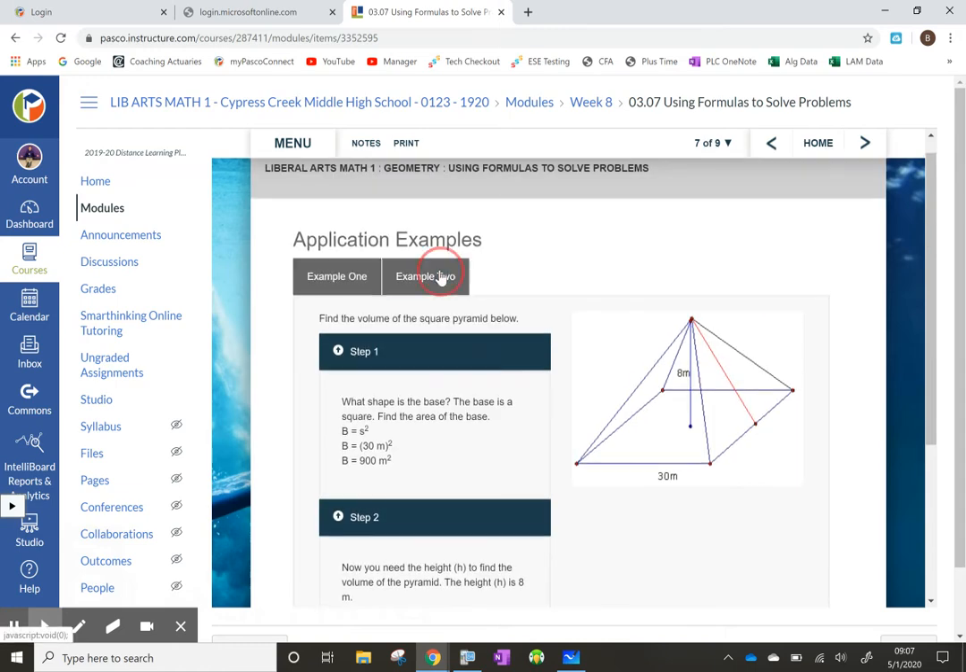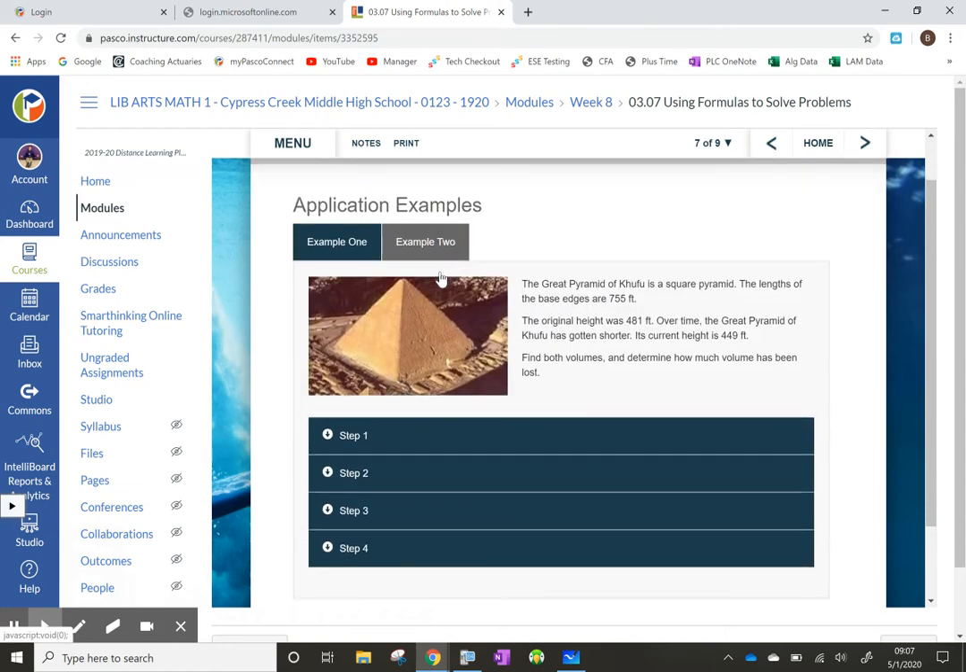Was there a second example? I think it was, yes. Okay. So the Great Pyramid of Khufu. The length of the base edges are 755 feet. Since it's a square pyramid, it's 755 for length, 755 for width. The original height is 481 feet.